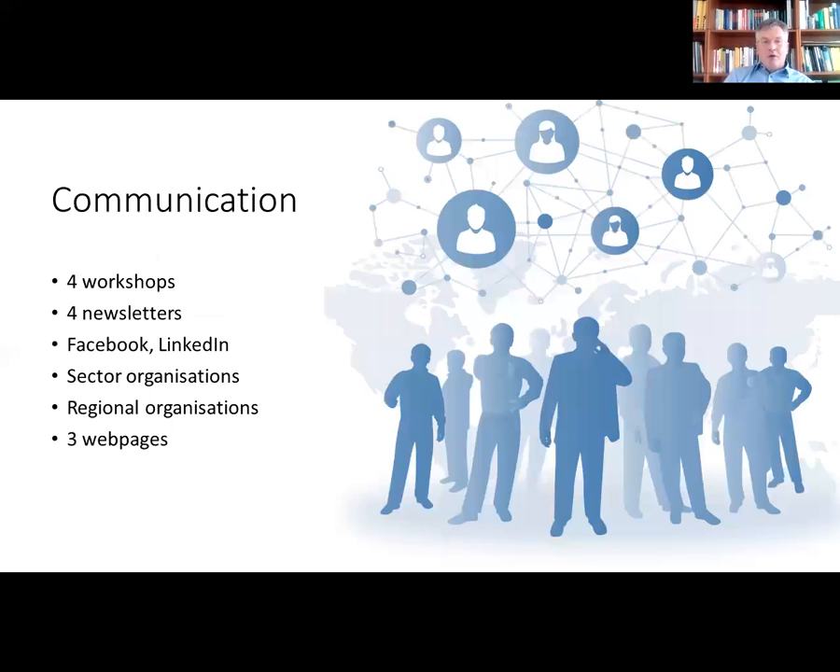We had a strong communication part of the project. We hosted 4 workshops where the companies participated together with peers. We circulated 4 newsletters with relevant technological information. We were present on Facebook and LinkedIn to spread the word of mouth in the project. We cooperated with sector organizations and regional organizations to involve their members.